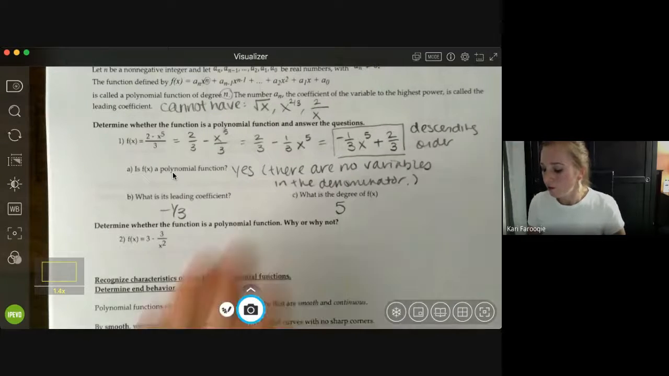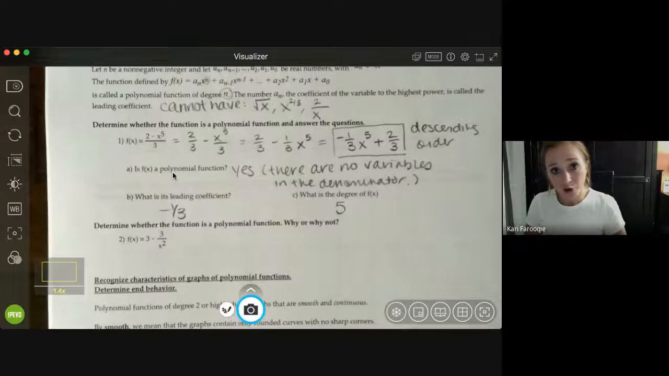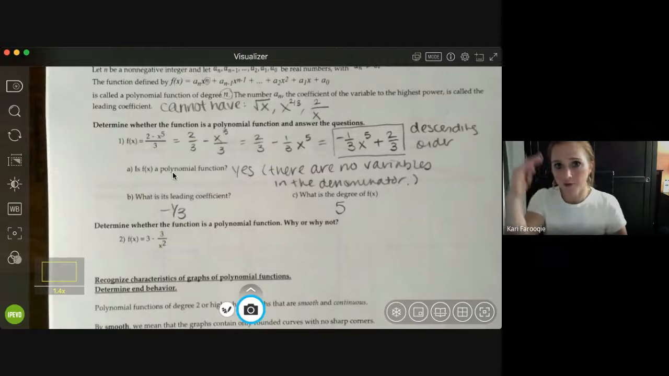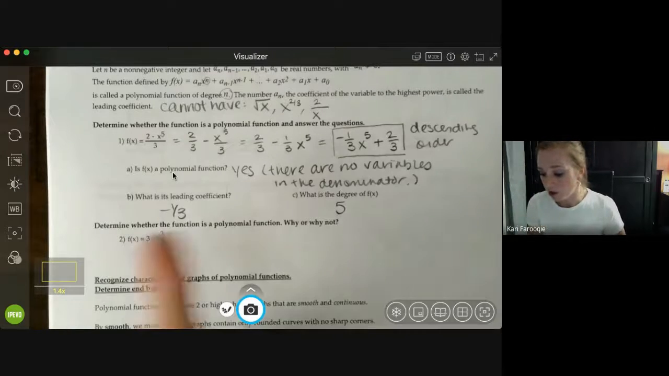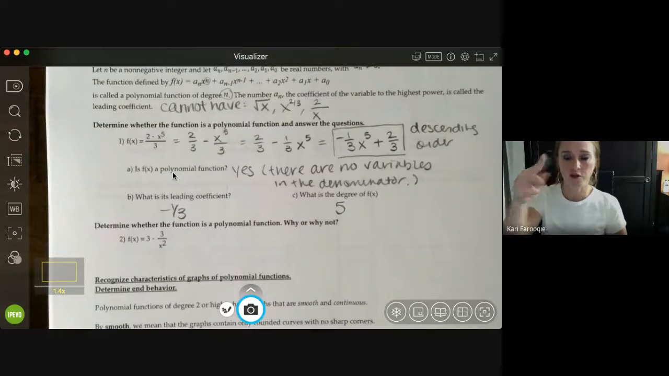So you're going to have some questions like this on your homework that are going to ask you, is it a polynomial? And then you're going to have some options for yes or no. And then the next question would say, if it's a polynomial, what's the lead coefficient? And you'll have 2 options. One of them will say the lead coefficient is, and the other one will say it's not a polynomial. So that's kind of how they're going to ask you that.